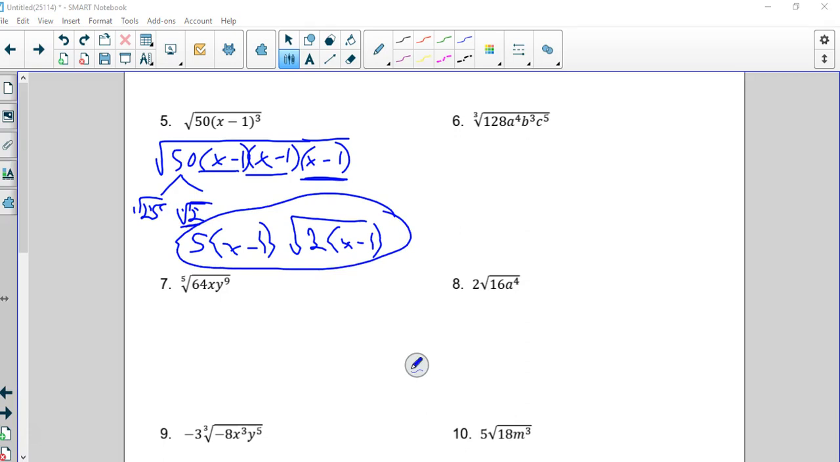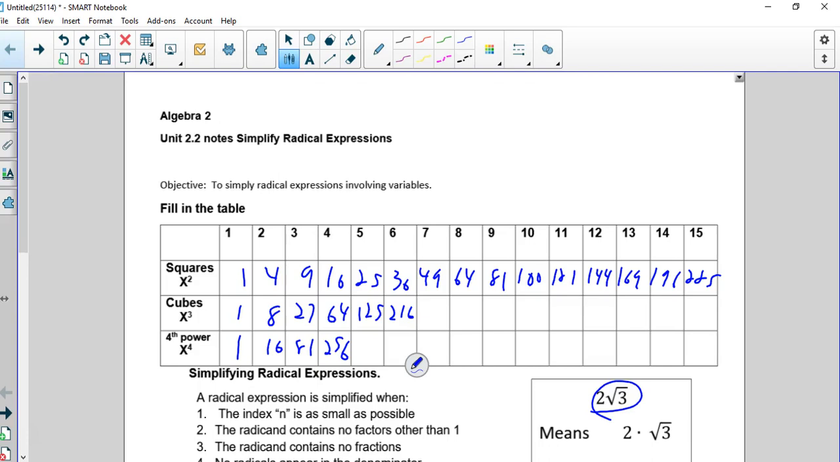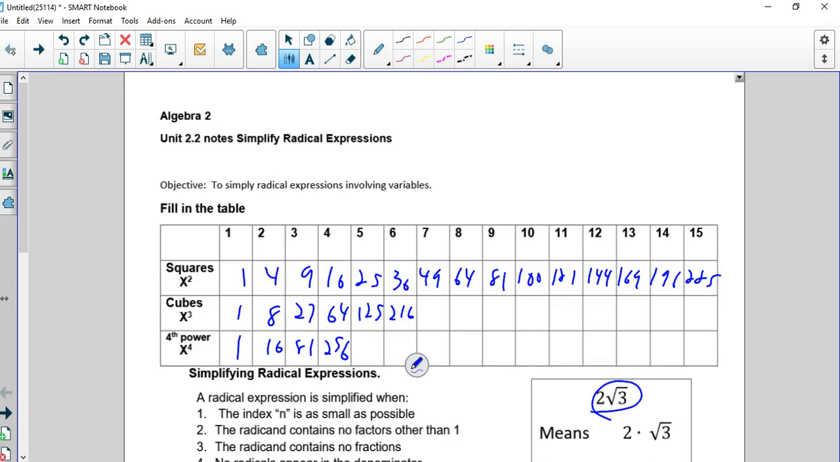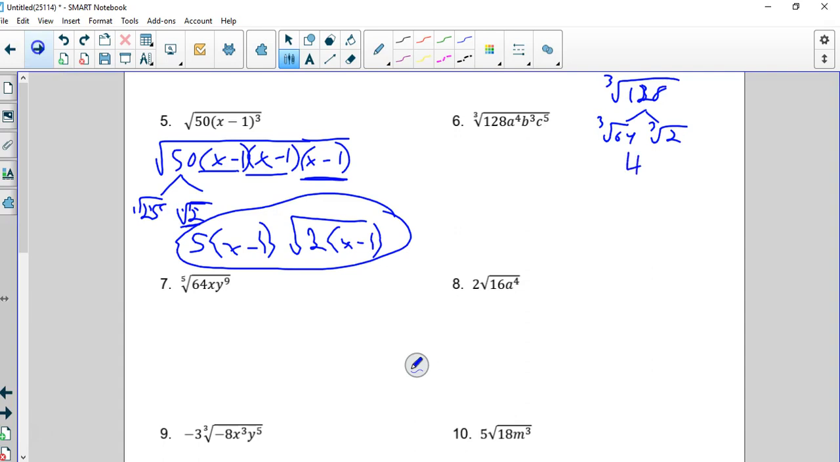Okay, cube root. So I'm gonna deal with my number separate. 128. I looked back at my list. Cube root. Which of these numbers goes into 128? Well, I start at the top. You know, 125 definitely doesn't. Then I check 64. Does 64 go into 128? Sure it does. Cube root of 64 times the cube root of 2. And the cube root of 64, you look back at your list, here's 64, the cube root is 4. So the number just simplifies down to 4 times the cube root of 2.